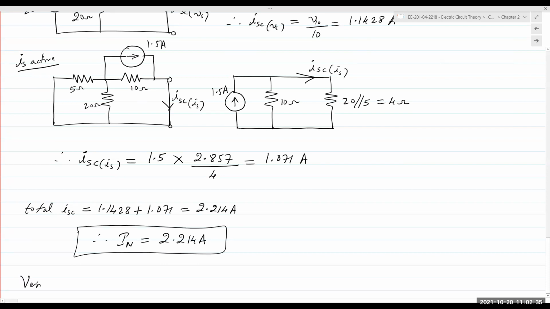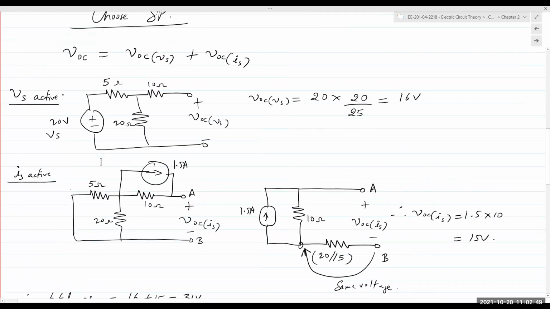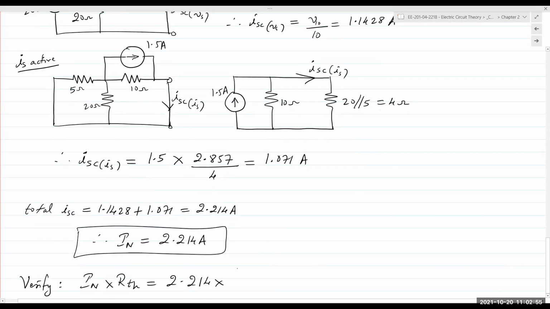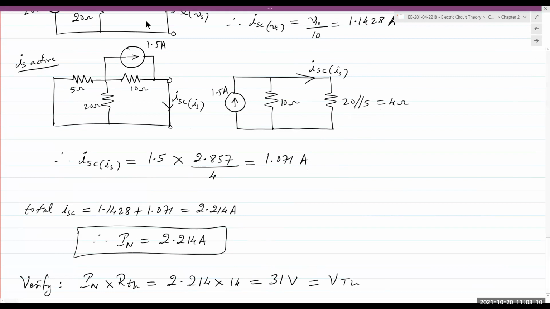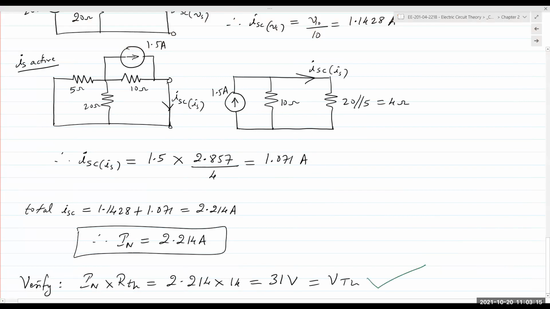You verify this by using Ohm's law, IN times RTH, 2.214 times, what was my RTH? 14 ohms. And that should give me 30.9992, which is 31 volts, which is my VTH. And so my solution is correct and verified.